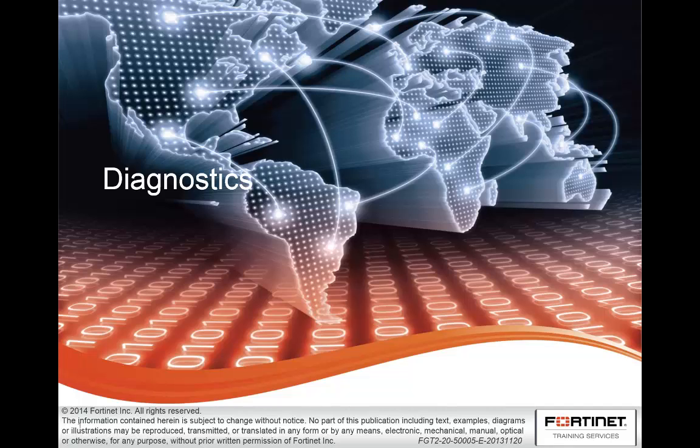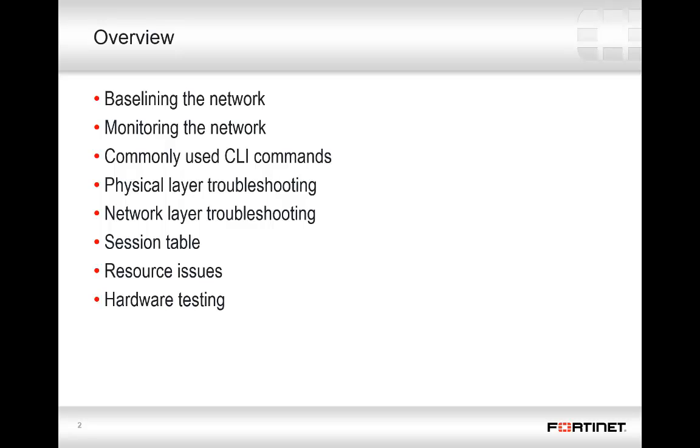In this class, we will show you how to use your FortiGate to troubleshoot misconfiguration and other network problems. Here's an overview of what we will discuss. We'll include baselining and monitoring your network, commonly used CLI commands, troubleshooting the physical layer, troubleshooting your IP network layer, the firewall session table, lack of resources, and hardware testing.